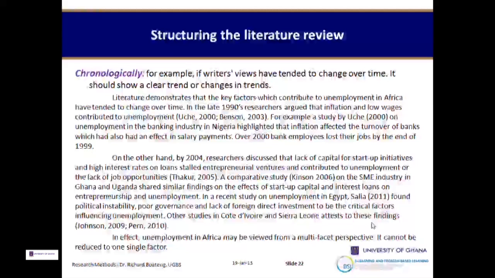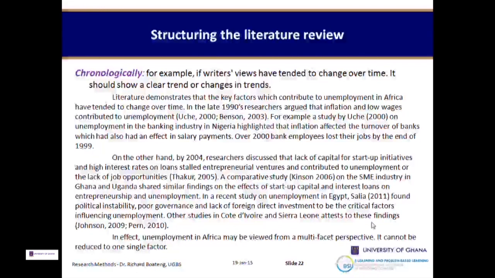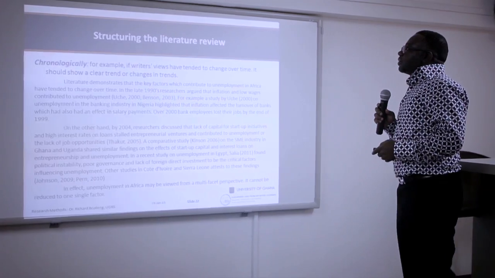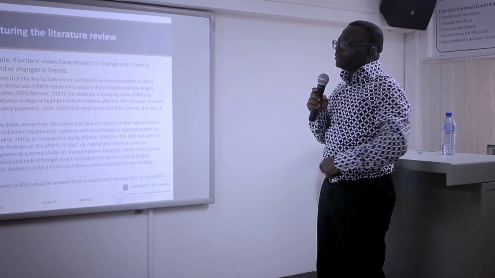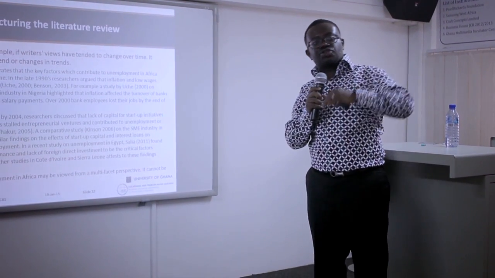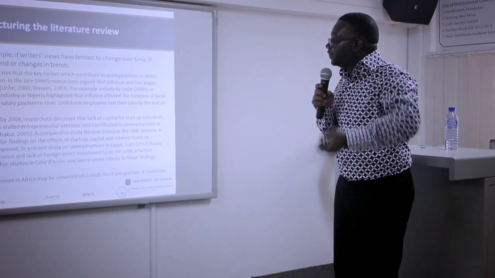Literature demonstrates that the key factors which contribute to unemployment in Africa have tended to change over time. In the late 1990s, researchers argued that inflation and low wages contributed to unemployment, Uche 2000 and Benson 2003. Now all these are just examples of papers in the 1990s. The chronological approach means that the writer wants to show that the issue he's trying to study has tended to change over time. How has the issue changed over time?